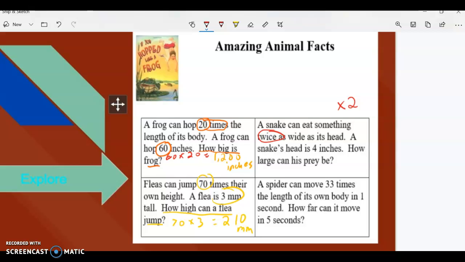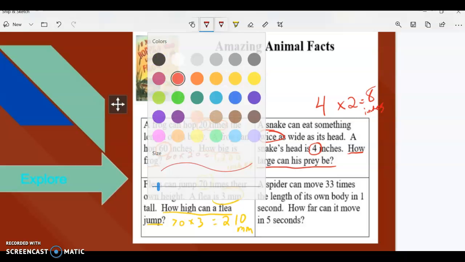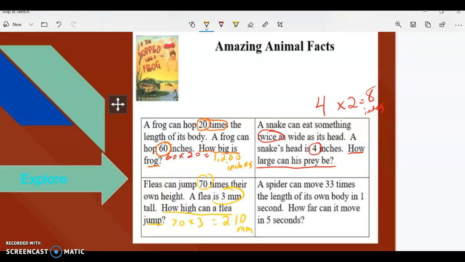A snake's head is 4 inches. Our question, how large can his prey be? So for that one, we are going to multiply 4, and I'll do it up here. 4 times 2, and you got 8 inches for that one. Okay, so let's move down to the bottom.